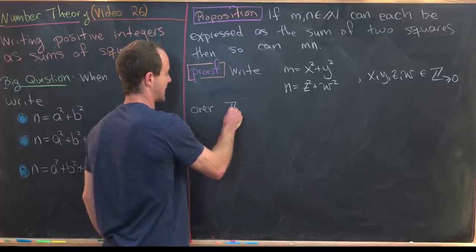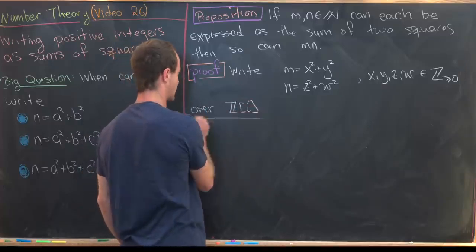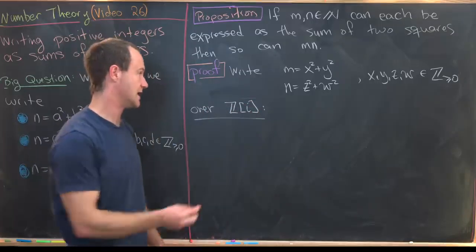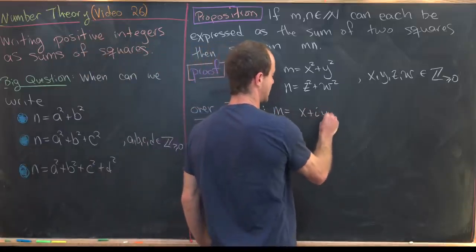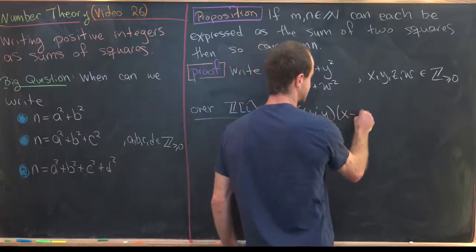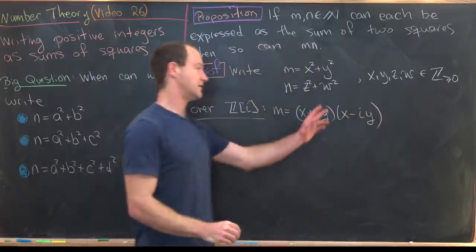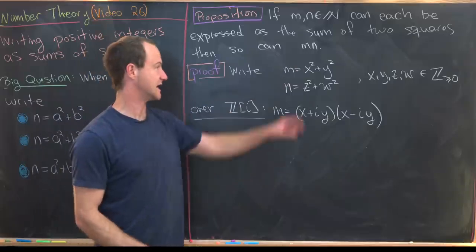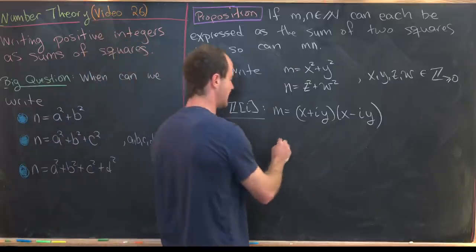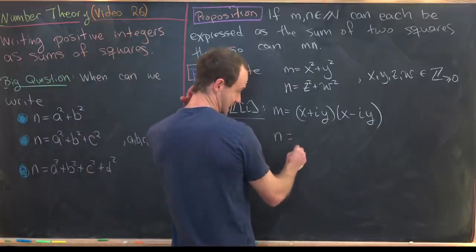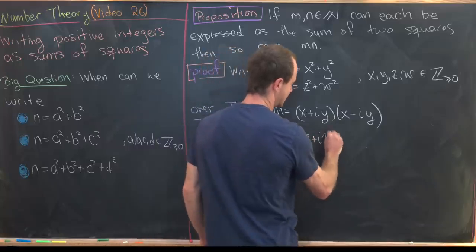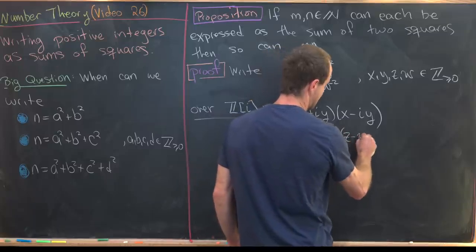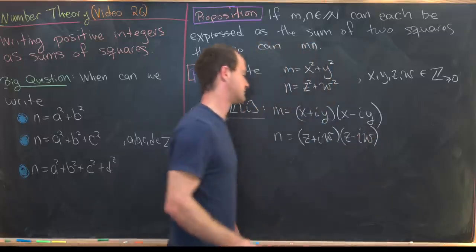So let's write that. Over the Gaussian integers, in other words, Z adjoin i, we can take m and rewrite it as (x plus iy) times (x minus iy). If you multiply that out, you clearly get x squared plus y squared. And then similarly, we can take n and write it as (z plus iw) times (z minus iw).